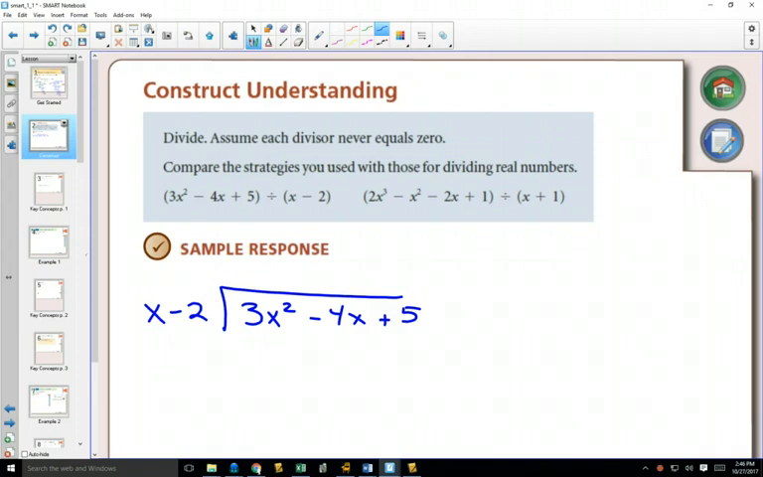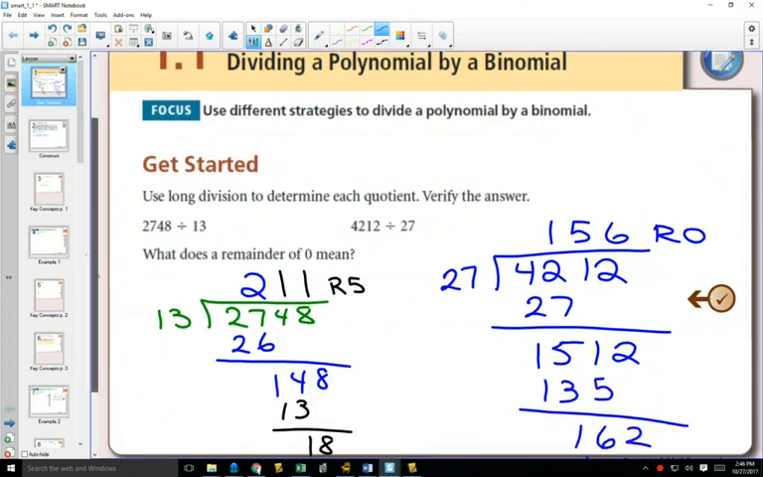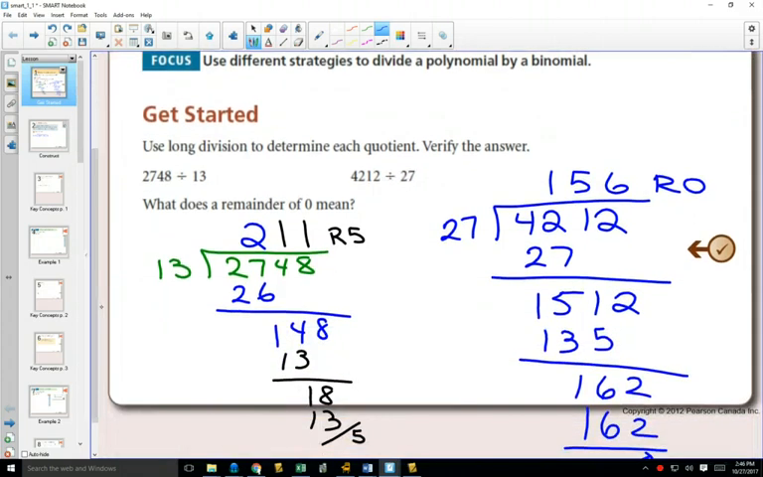Now, if we go back to what we were doing with our numbers, each time we would look and say, what would I multiply by to get close, and then subtract? And we repeated that process over and over and over again. Well, we do the same thing here.